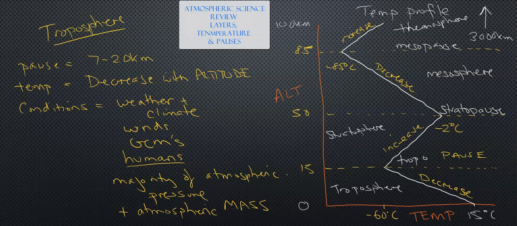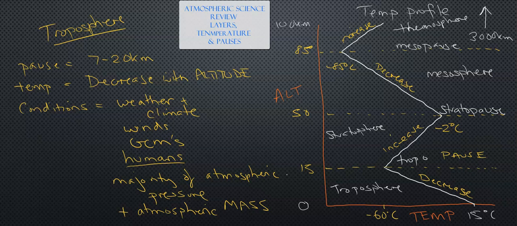Weather and climate exist in this layer mostly. There is some stuff in the stratosphere, but the majority is in the troposphere. Weather is daily conditions and climate is long-term over a 30-year average. Our winds, our trade winds, our easterlies and westerlies all occur in the troposphere. Our jet streams and Rossby waves generally occur in the troposphere.